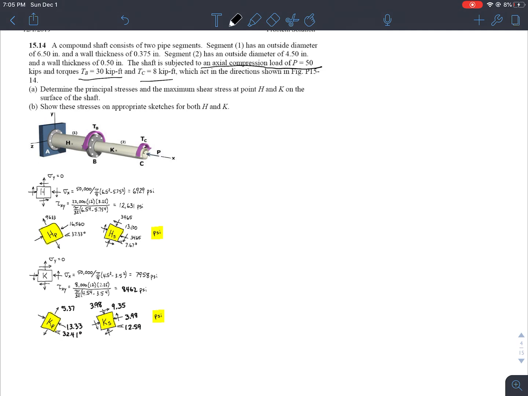in these figures, okay? So determine the principal stresses and maximum shear stress at point H and K on the surface of the shaft. So H and K on the surface of the shaft. Okay. B, show these stresses in an appropriate sketch for both H and K. Both H and K. Okay. So apparently I have the solution here, but let's talk about the strategy.